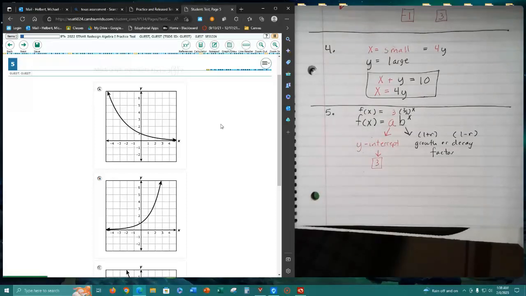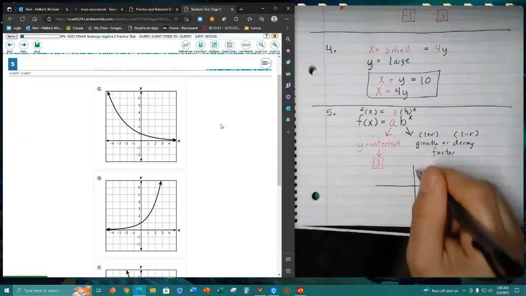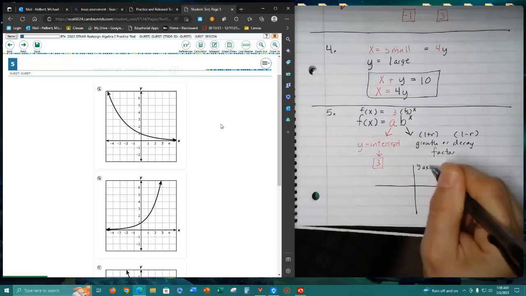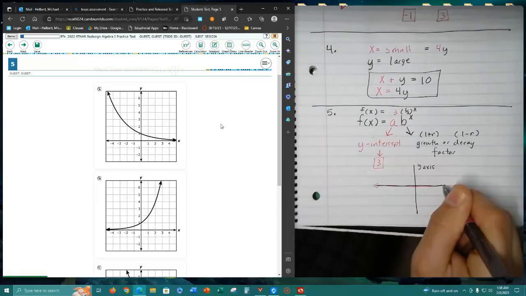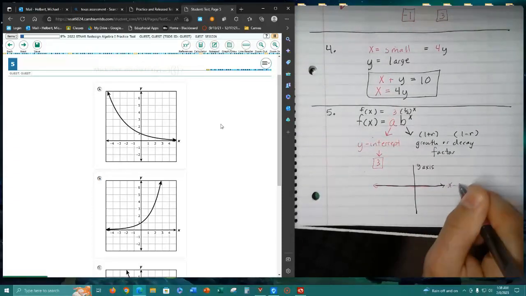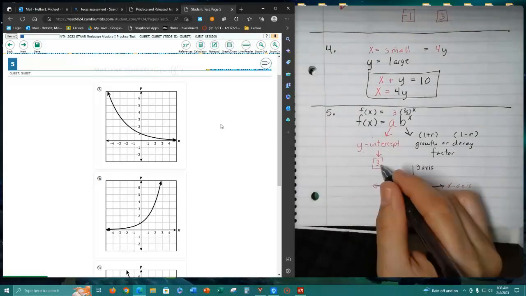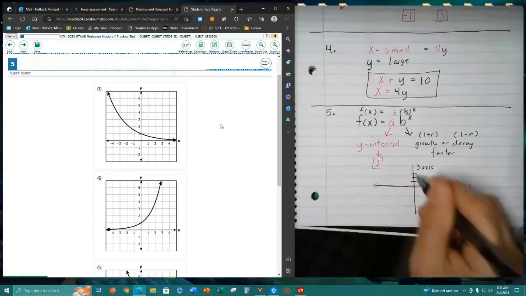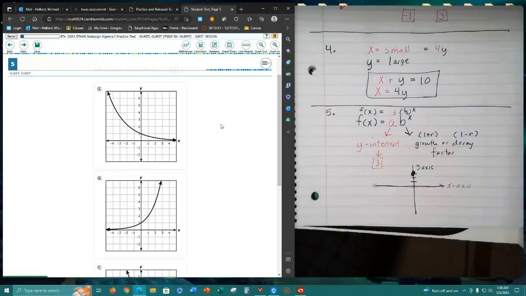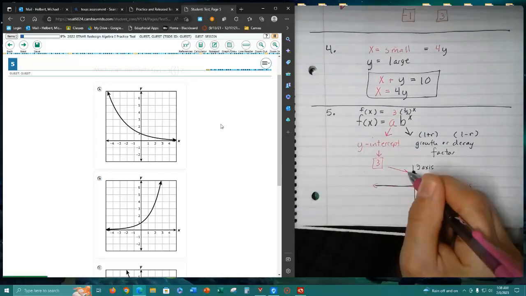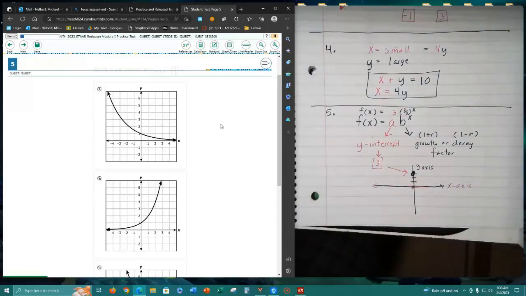And when we talk about a y-intercept, I want you to remember that the y-axis is this one that runs up and down. The one that runs left to right is my x-axis. So when they say y-intercept, what they mean is that it's going to cross at positive 3. If I count up 3 from the origin, that's going to be my y-intercept right there. So I need to be crossing the y-axis at 3.